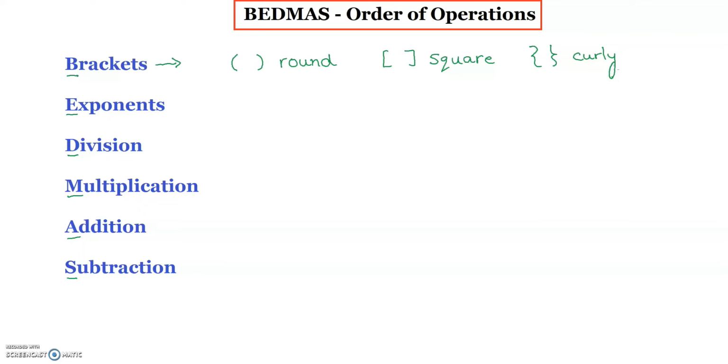Then if there is an exponent, we should solve that. So let's see, if I have 2 to the power of 3, I should be solving that, which is equal to 2 times 2 times 2, which is equal to 8, because it's 2 to the power of 3.